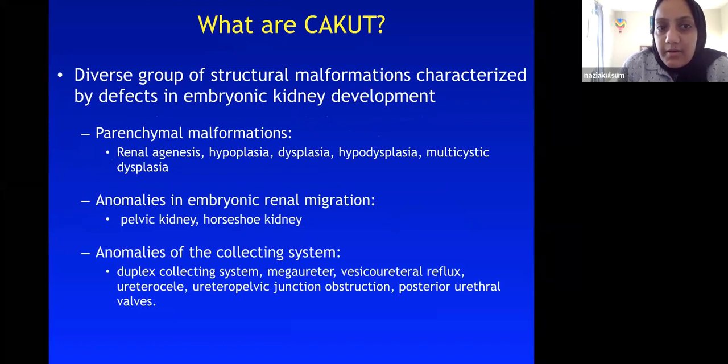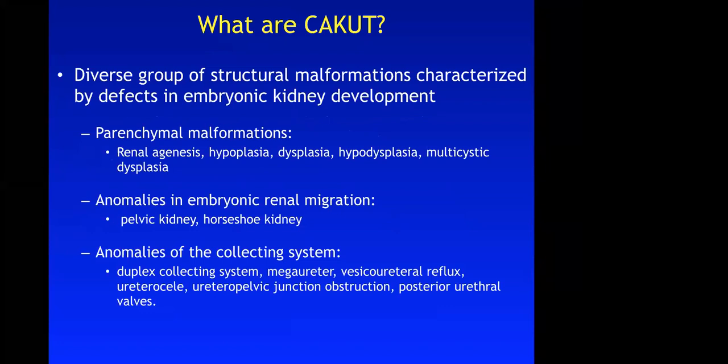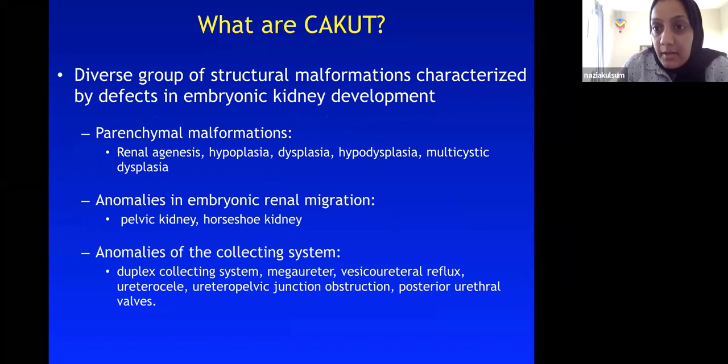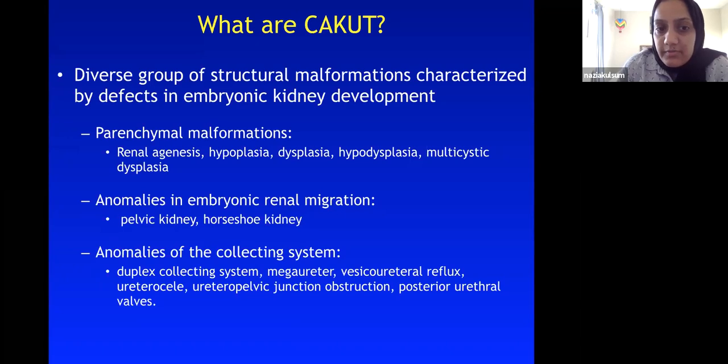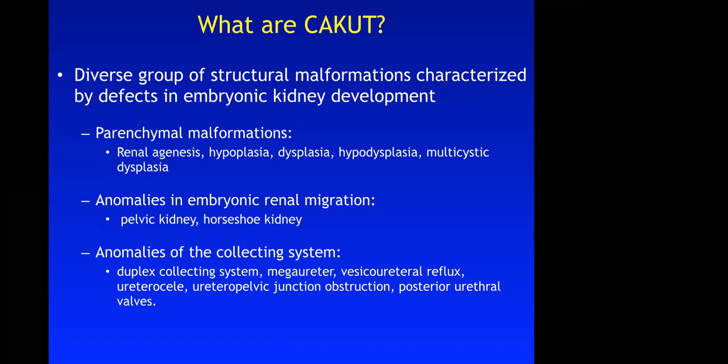Broadly, they can be divided into three main groups. One is parenchymal malformations. Under this come your renal agenesis, hypoplasias, dysplasias, hypodysplasias, multicystic dysplastic kidneys, and then anomalies of renal migration, which include your pelvic kidneys, horseshoe kidneys, and lastly, anomalies of the collecting system. This includes your duplicating collecting systems, megaureter, vesicoureteral reflux, ureteroceles, ureteropelvic junction obstruction, and also posterior urethral valves.